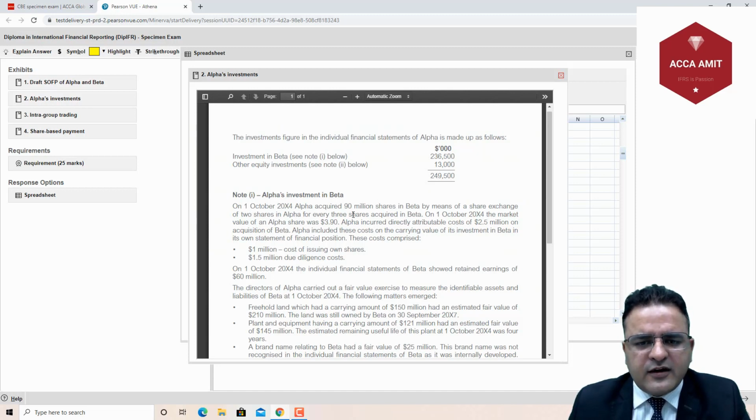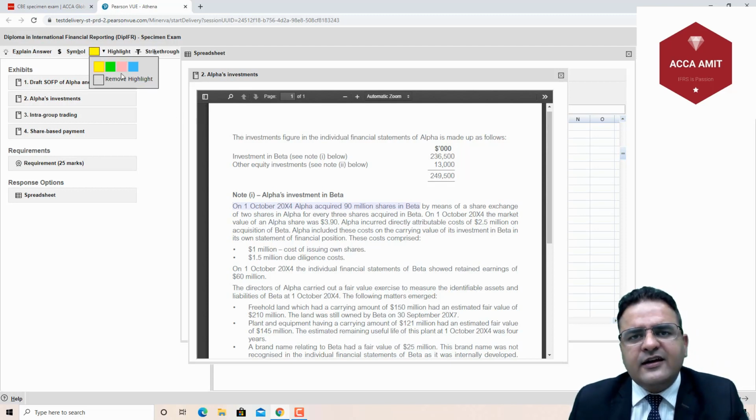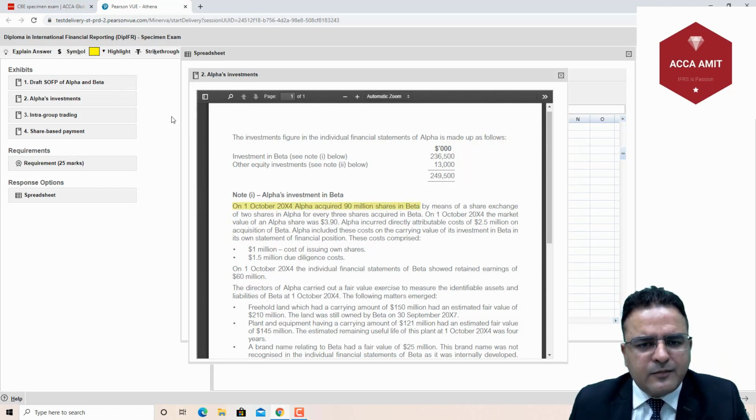On 1st October, Alpha acquired 90 million shares in Beta. Now I'll be needing this information in working note number 1. So I have 5 colors here, and I think we can use these colors as workings. If I highlight this yellow, I'll be using this information in working note number 1. If I highlight it with green, pink or blue, that will be for working notes 2 to 4. And for the 5th, we can keep the white space for working note number 5, group retained earnings. So when I highlight this, 1st October 2004, Alpha acquired 90 million shares in Beta, this will help me know that this is the information to be used in working note number 1.